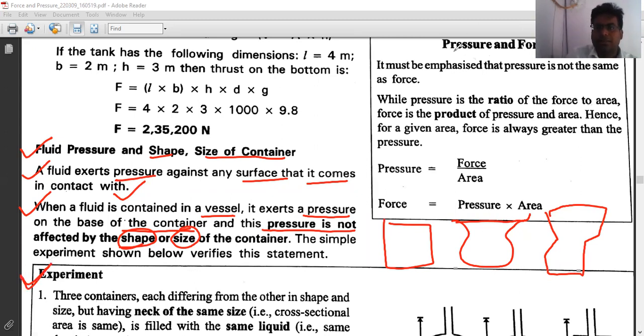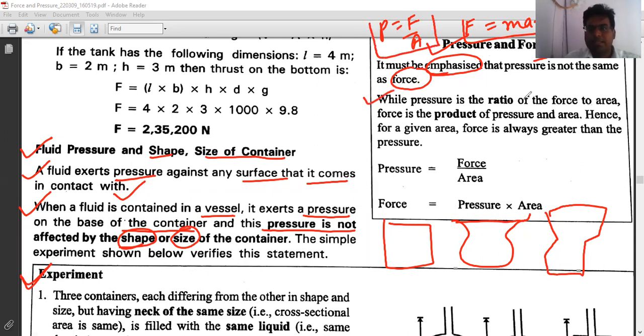So now look at the point pressure and force. It must be emphasized that pressure is not the same as force, right? Because the pressure formula is force upon area, and force is mass into g. So these are both different quantities, right? While pressure is the ratio of force per unit area, force is the product of pressure into area. So this is the main difference between them, right? If you want to write the formula, write this one and this one.